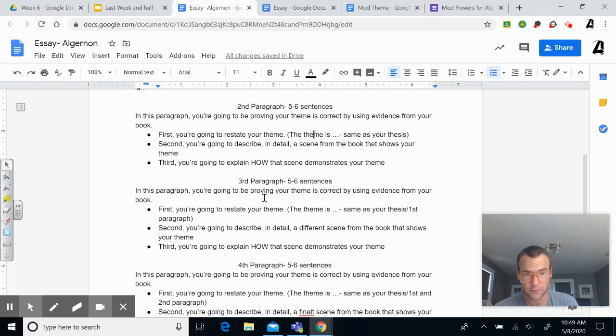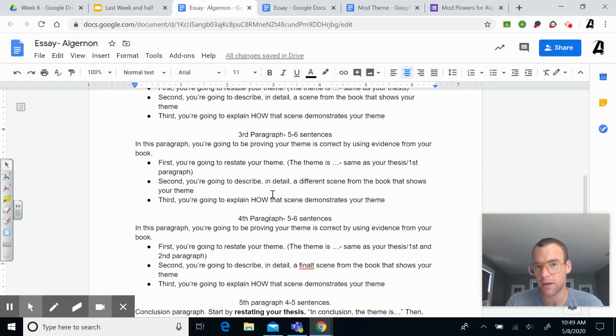Now, your third paragraph, you're going to be proving your theme is correct by using evidence from the book. That's what we just did here. So your second, third, and fourth paragraph is similar, the same structure. You're restating your thesis, which is the theme. You are talking about one time in the book where you can see that theme, and you're explaining how that scene from the book shows that your theme is correct. Okay? So that's it. Second, third, fourth paragraph, same structure.